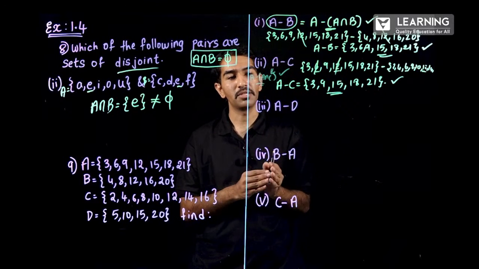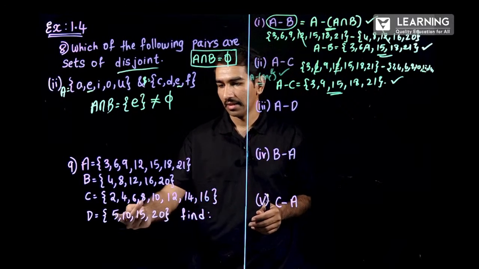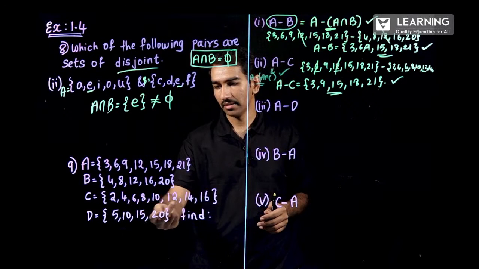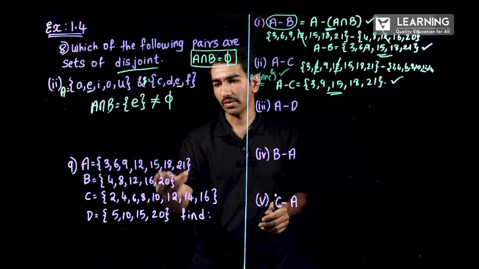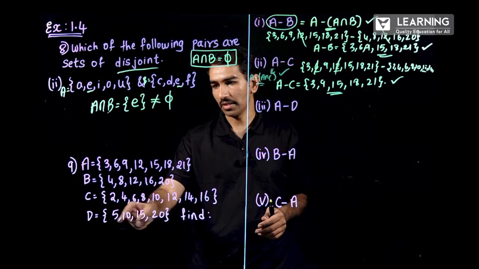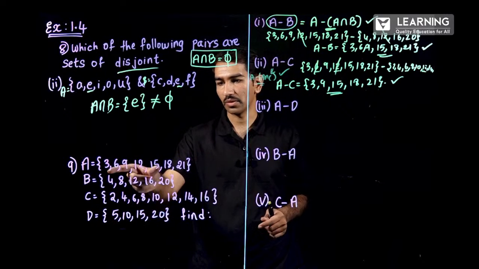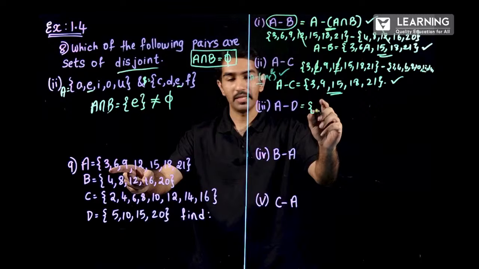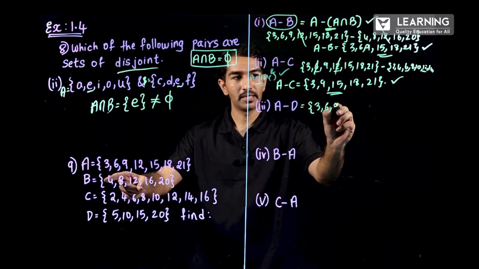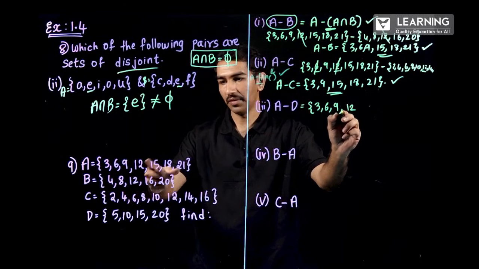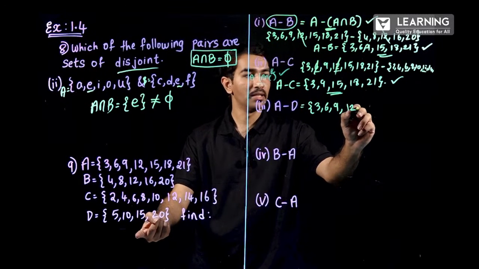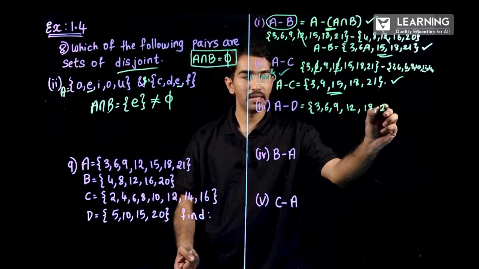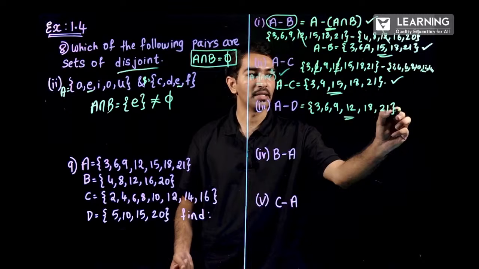Moving on to the next question, A minus D. So from elements of A, subtract D. D has 5, 10, 15 and 20. So remove 15, which is common to A and D. Anything else there, students? No, nothing else. So A minus D can be written as 3, 6, 9, 12, 15 is gone because that belongs to D. So remaining is 18 and 21. This will be your right answer.